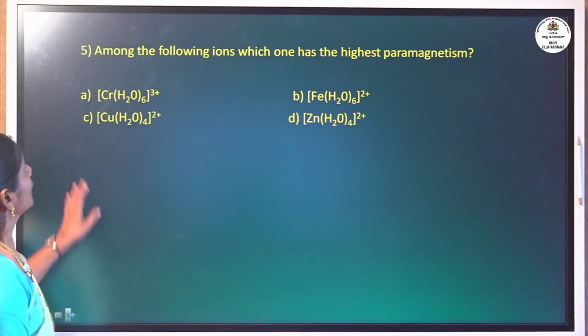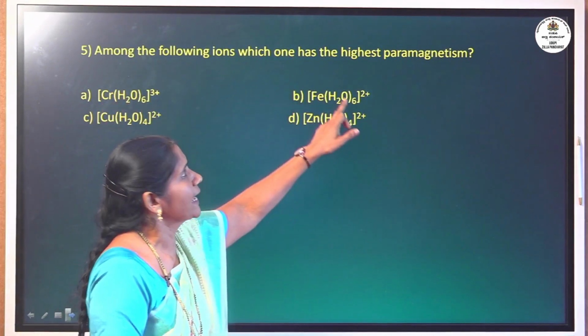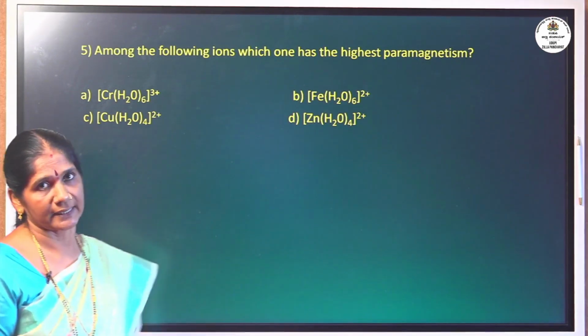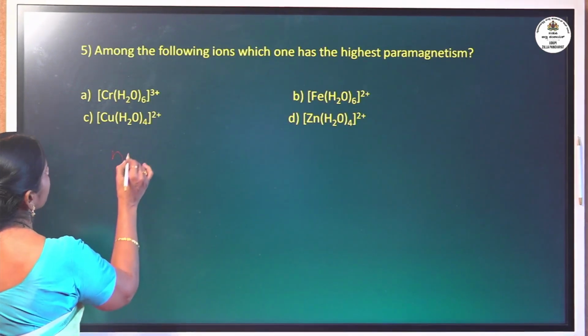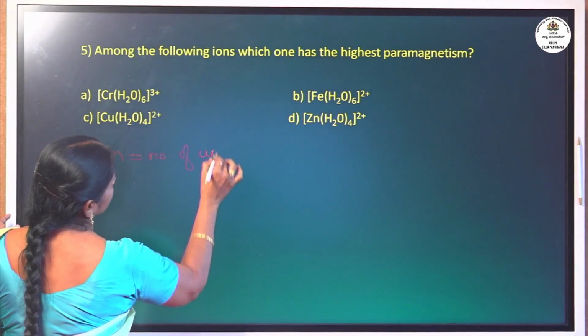Going to the next question: among the following ions, which one has the highest paramagnetism? Paramagnetism is related to the number of unpaired electrons.